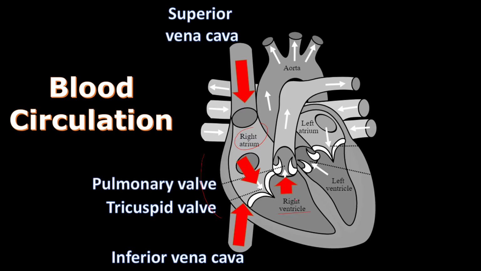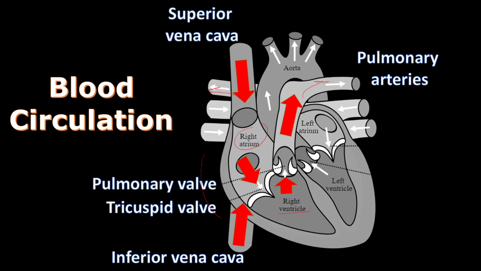And from the right ventricle, the blood then goes outside of the heart, passing through the pulmonary valve. Then the blood passes by these two vessels called the pulmonary arteries. Then blood goes to the lungs. When the blood enters the lungs, gas exchange occurs.